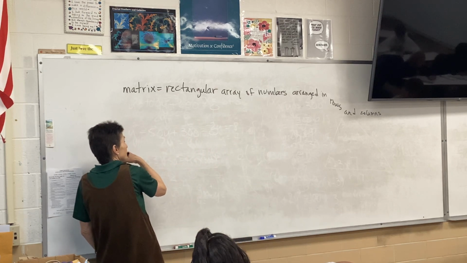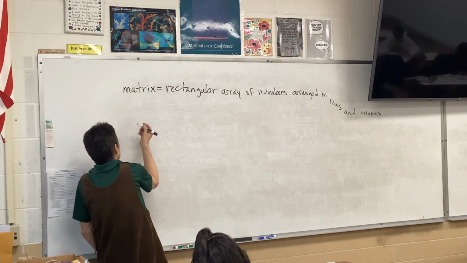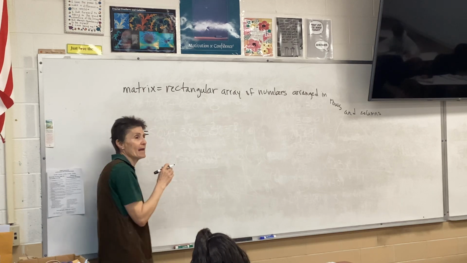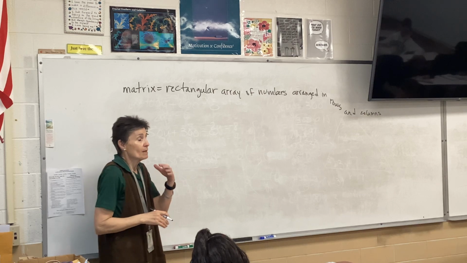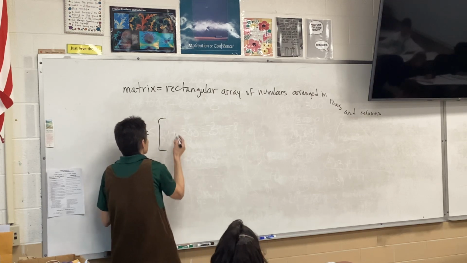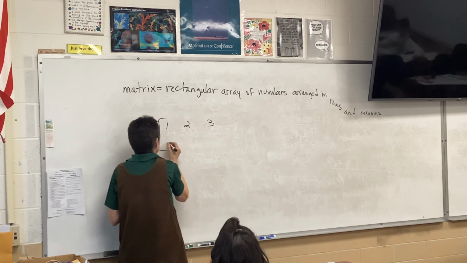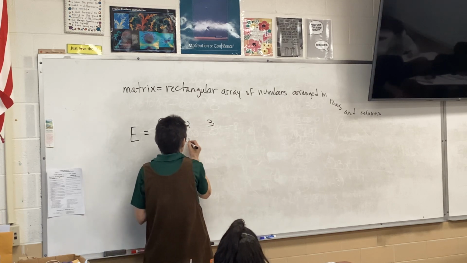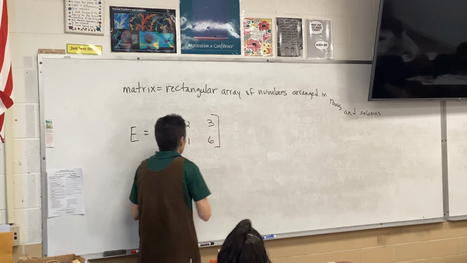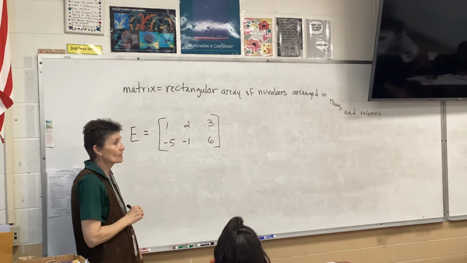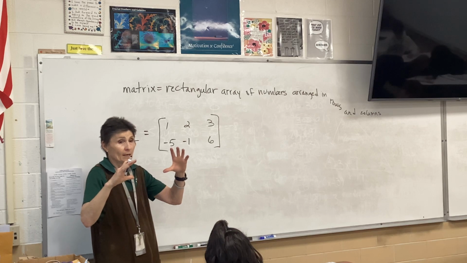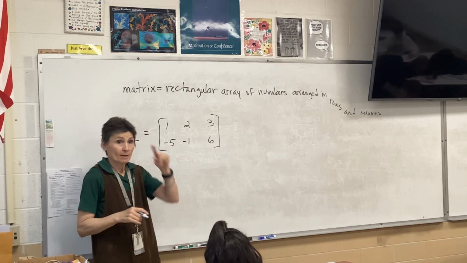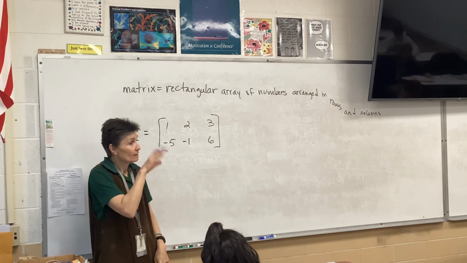So I'm going to put an example up here. I'm going to say matrix E, and I'm making that up. It can be any letter we want. Generally, we do use capital letters. I'm going to say matrix E looks like this. Okay, there's matrix E. Notice that it has a rectangular shape, and it's full of numbers that are in rows and columns.